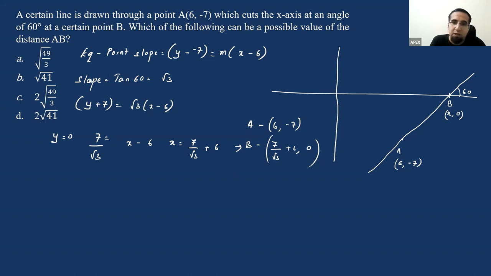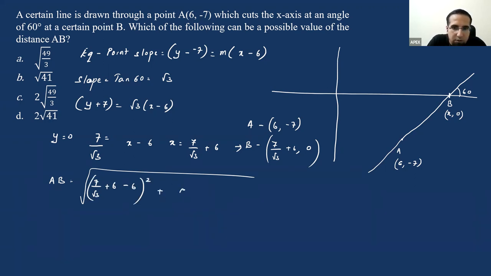Now the distance between them is the root of x2 minus x1 whole square plus y2 minus y1 whole square, right? So the distance of AB is going to be the root of x2 minus x1, that is 7 by root 3 plus 6 minus 6 square. Clear? Plus 0 minus of minus 7 whole square. So this will give you how much, guys? This will give you 49 by 3, plus another 49, whole root over.